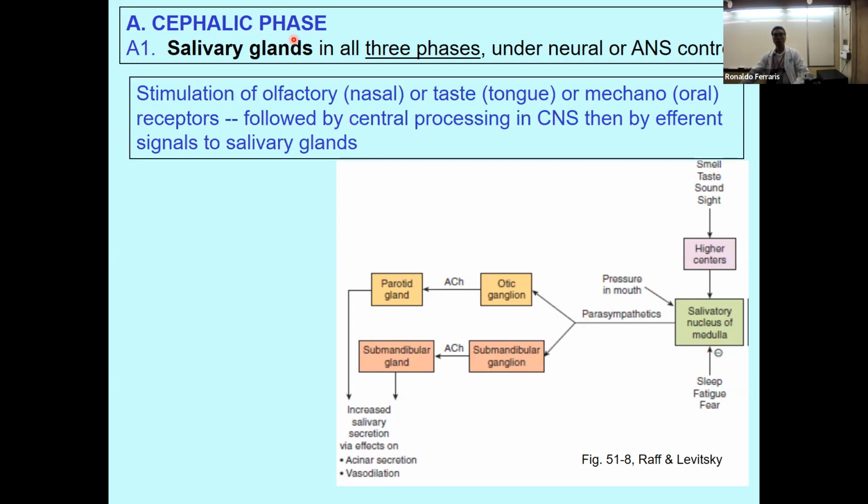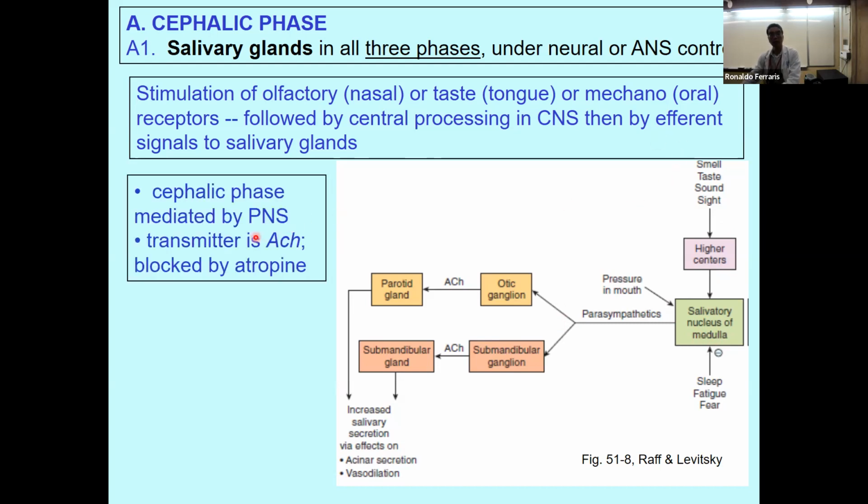So stimulation of this: if you smell good food, if you think of good food, even if you taste good food, if you chew actually cardboard, ladies and gentlemen, you actually will salivate. You don't have to do that experiment. All you need to do is believe me.